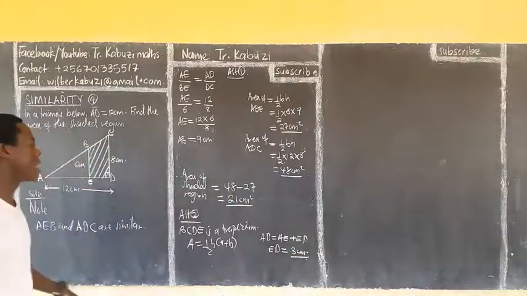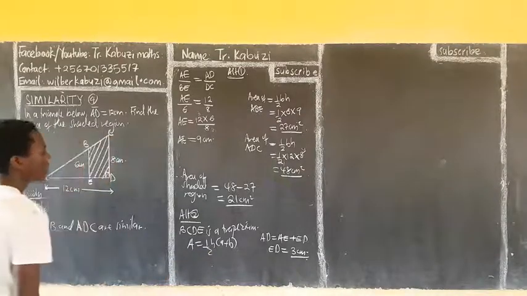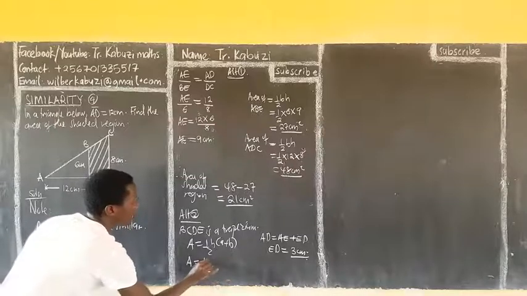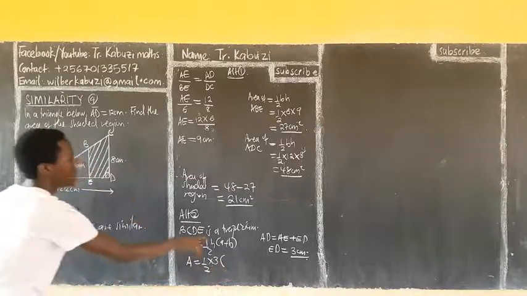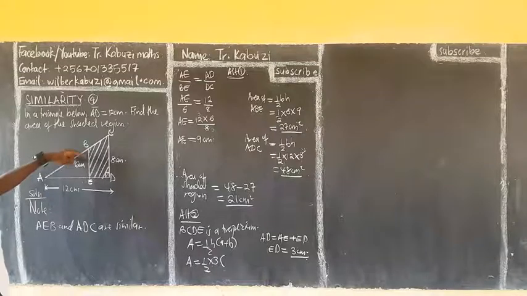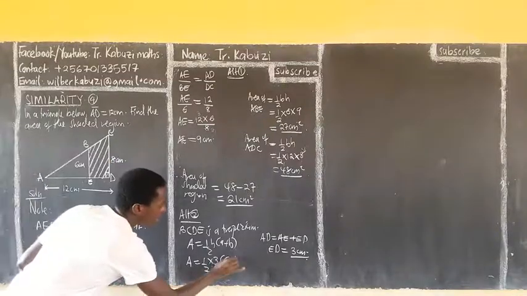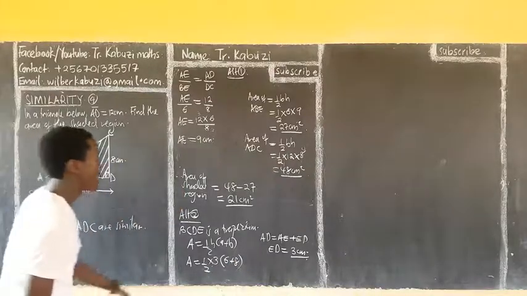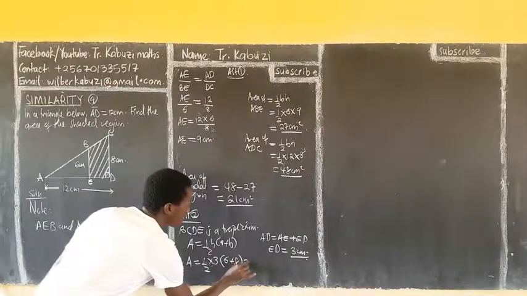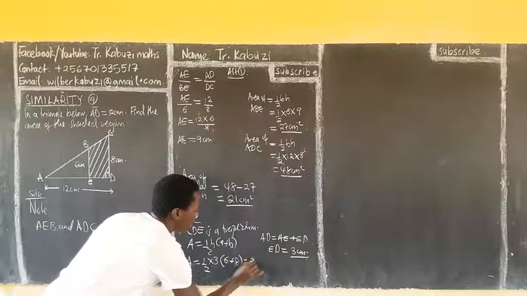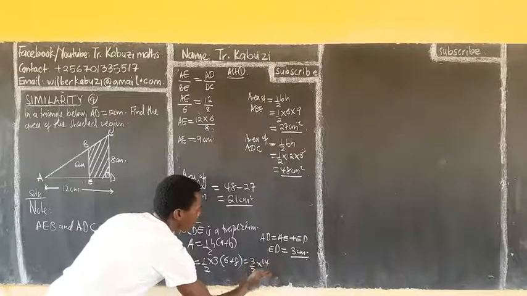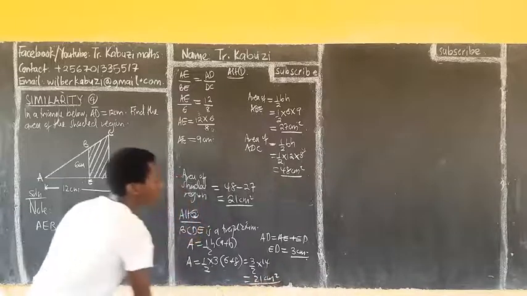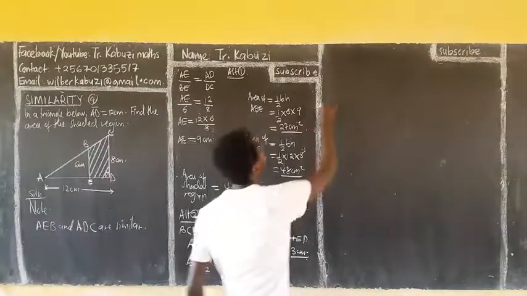Now, if I have that, I can easily put it into my formula. So my area will be half times the height, which is 3, times (a plus b). For this trapezium, our a is 6 plus b, which is 8. And this one is going to give us 3 over 2 times 14, and this is going to give us 21 centimeters squared. That's the second alternative.